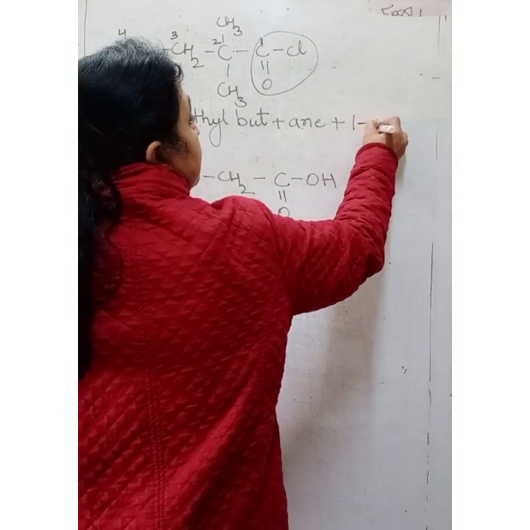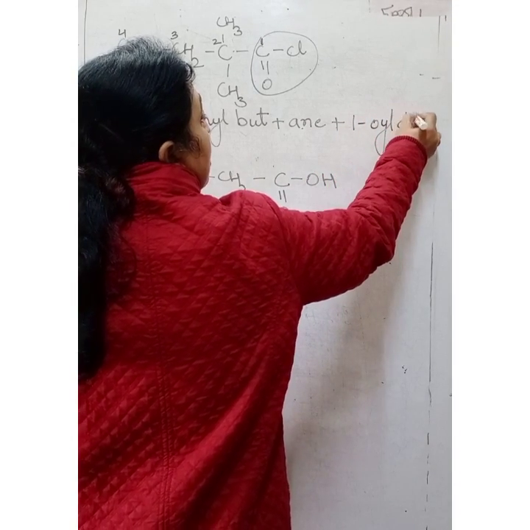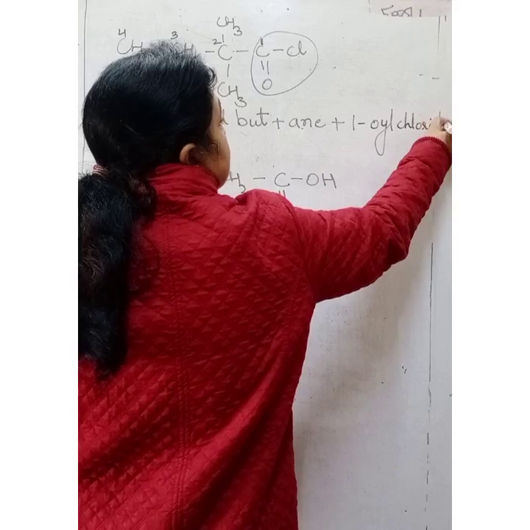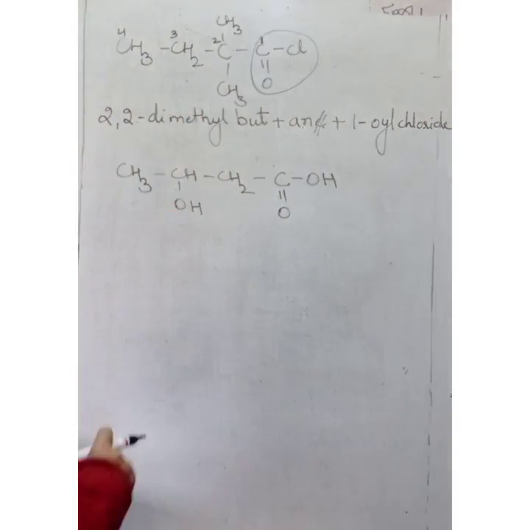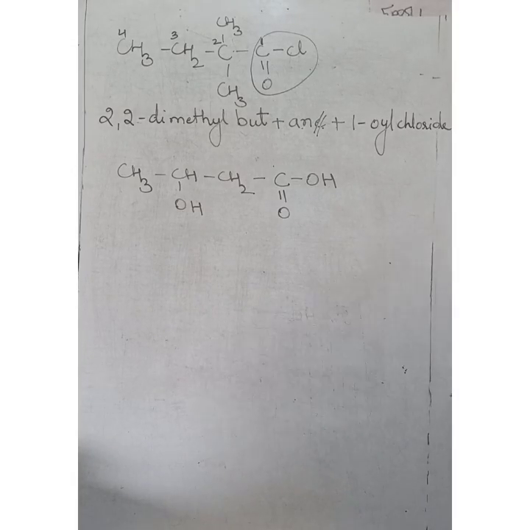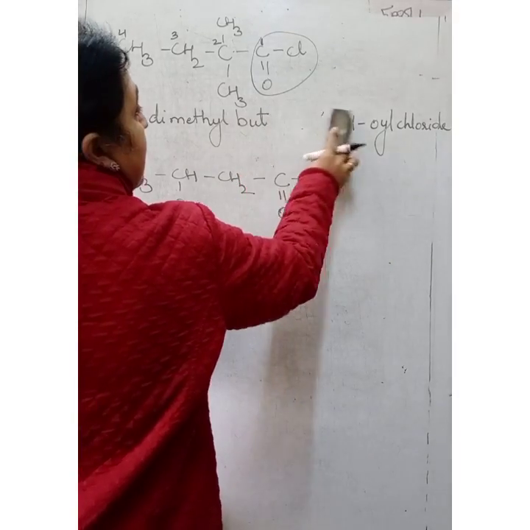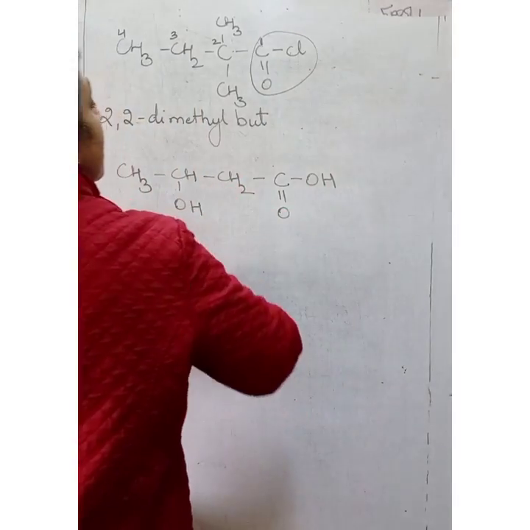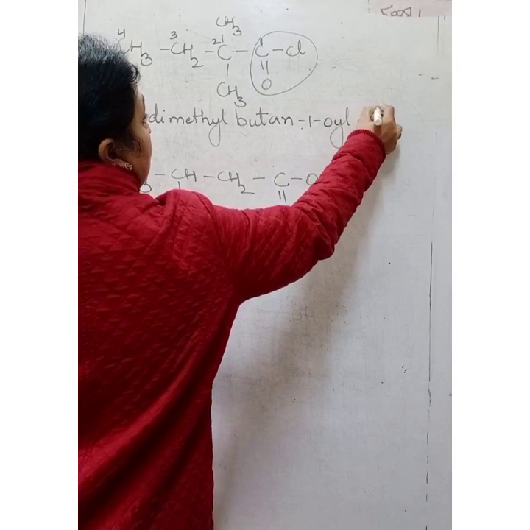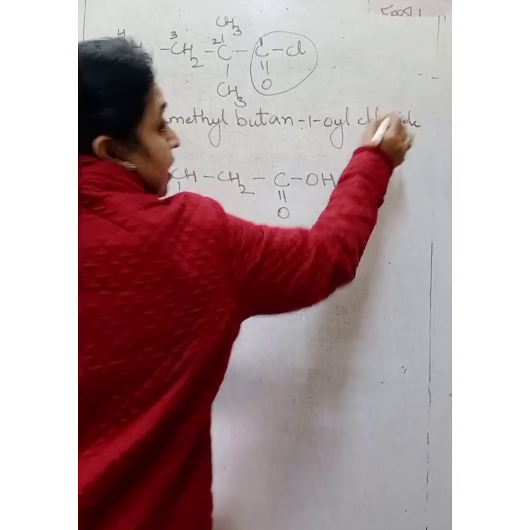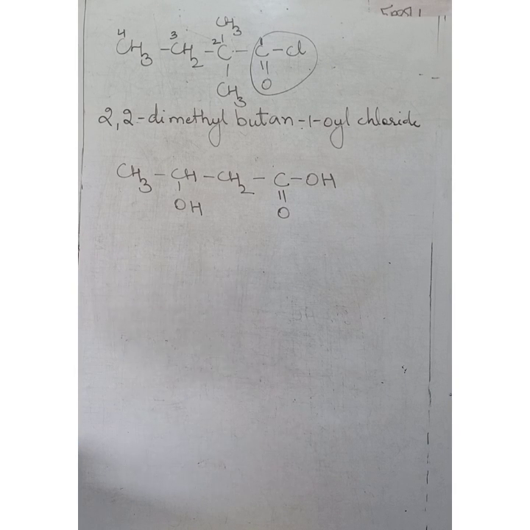So 1 oyl chloride. Now since it is beginning with a vowel, this E will get dropped. So the name of the organic compound is going to become butane 1 oyl chloride. Now see the next example.